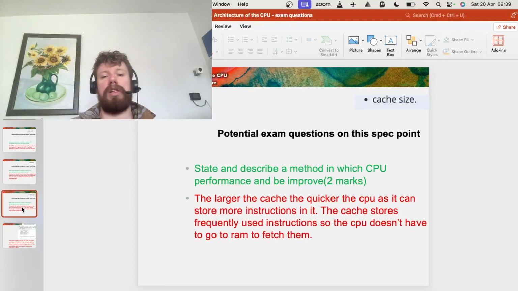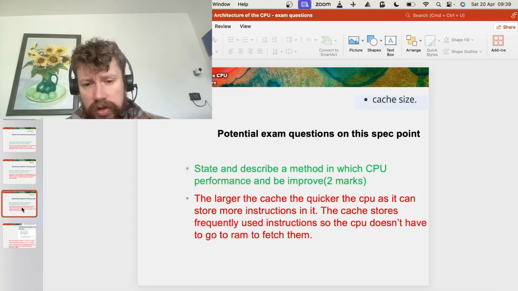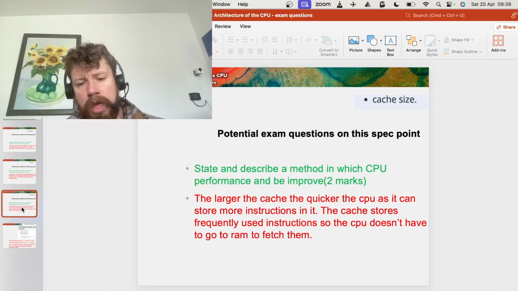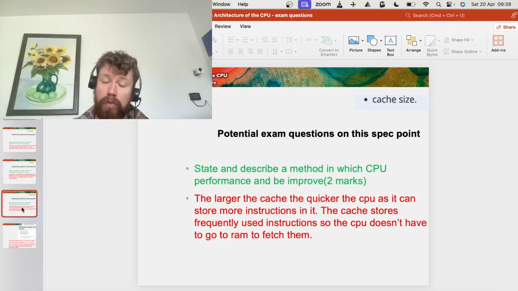The cache size is also a factor. Generally, the larger the cache, the quicker the CPU. What the cache does is it stores frequently used instructions, so you don't have to go to RAM to fetch them. So the more instructions you can fit in there, the quicker the CPU is going to run.